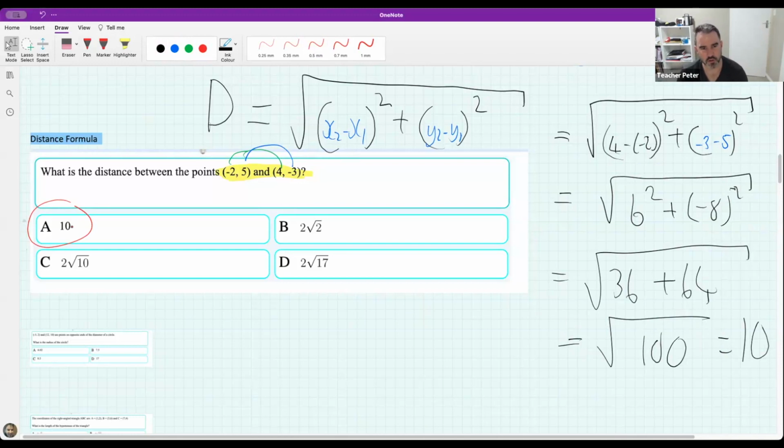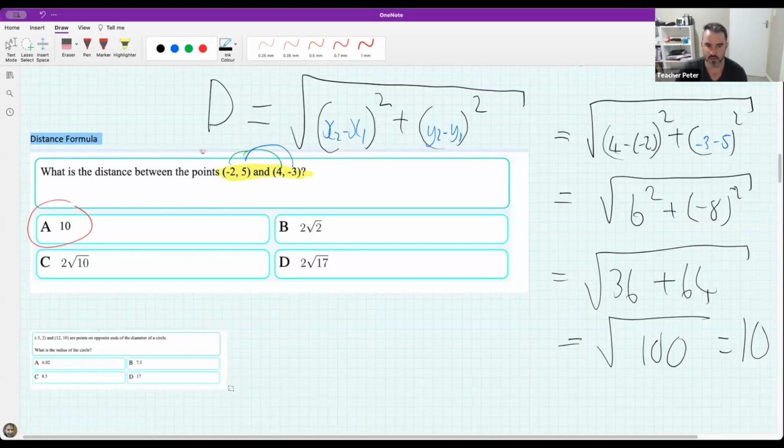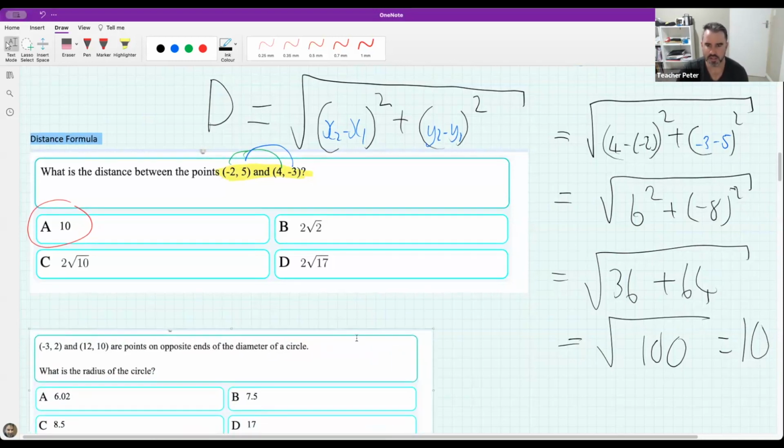Now that's kind of cool. So any 2 points on the Cartesian plane, if you want the distance between them, you can just use this jazzed up Pythagoras theorem, which is called the distance formula, and you're good to go. So that is awesome. Let's do another one.